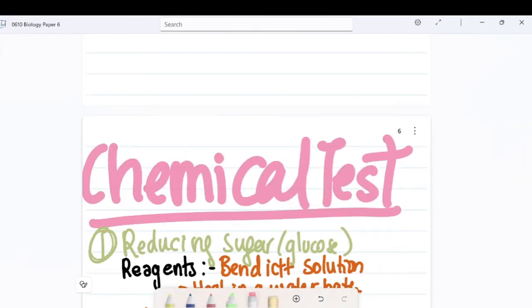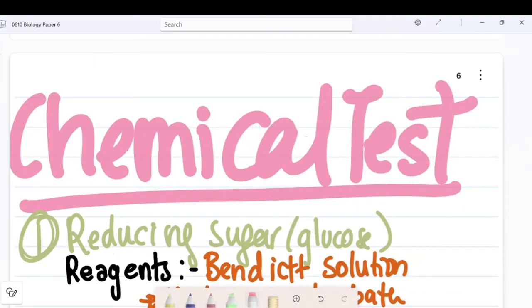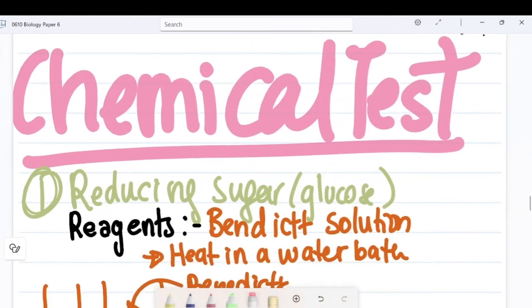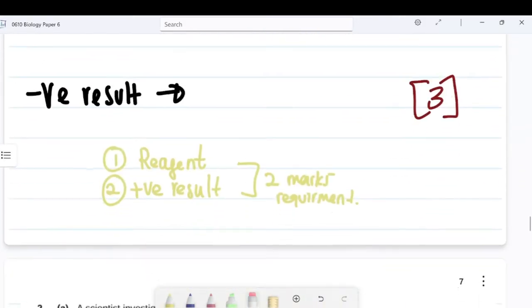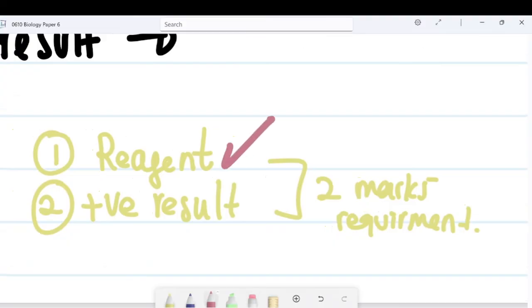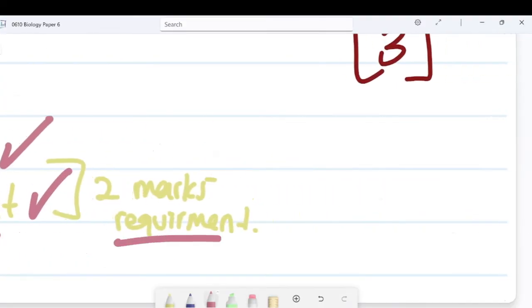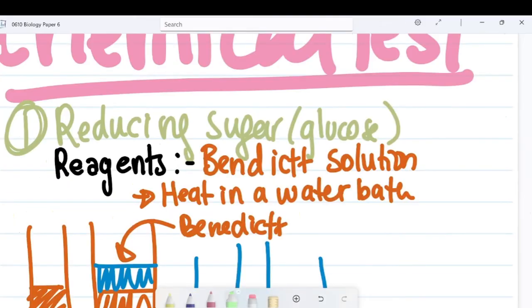Next up, we're talking chemical tests. Now, there is no short way out of this. You have to memorize them, and they're not that much. So now the first one we're going to look at is reducing sugars, a very generalized way of saying glucose. In a chemical test, whenever they ask you to describe one, you need to talk about the reagent, and you need to talk about your positive result, the color, and then that will give you your 2 marks. Now, the reagent in the scenario of reducing sugars is Benedict solution.